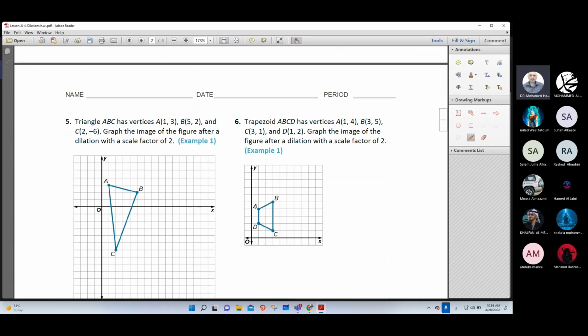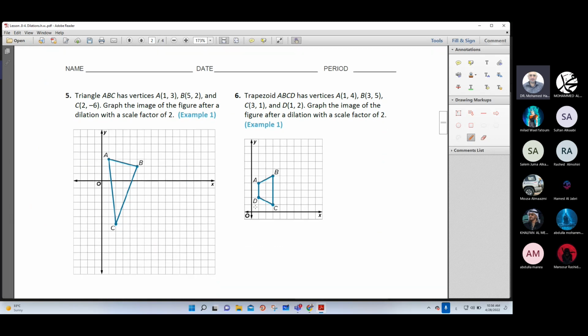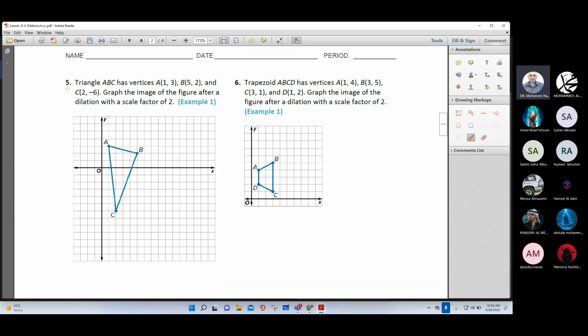Okay. Who can read number 5, please? Can I read? What's your name? Sultan. Okay, Sultan. Triangle ABC has vertex A (1, 3), B (5, 2), and C (2, -6). Graph the image of the figure after a dilation with a scale factor of 2. Thank you, Sultan. So as you see here, K equal to 2.